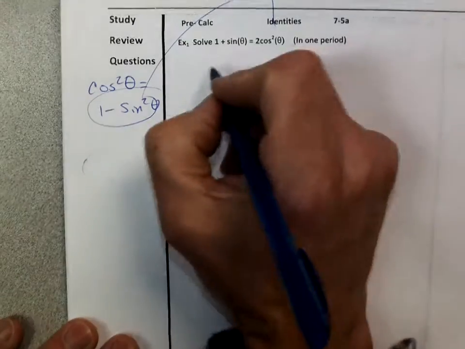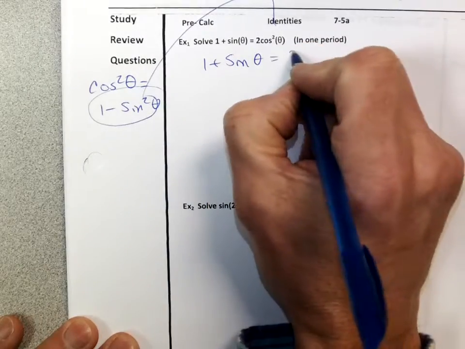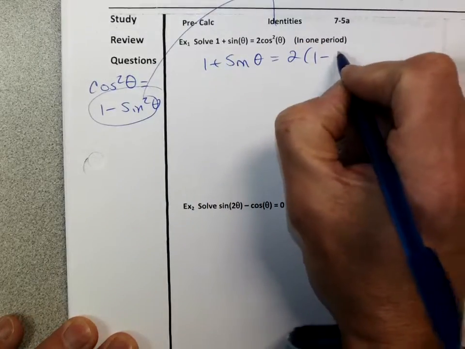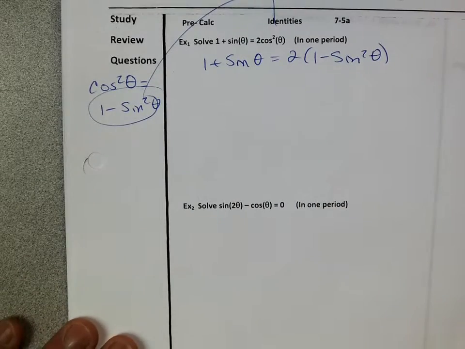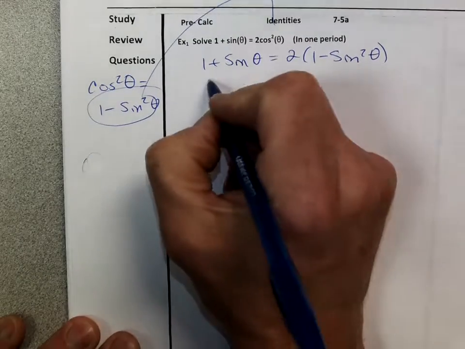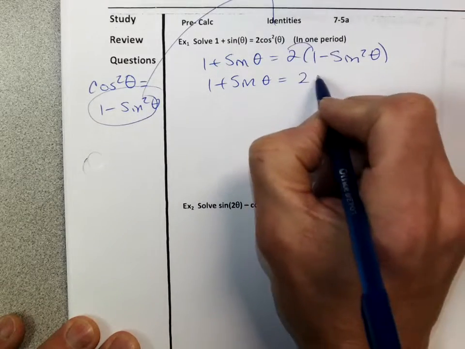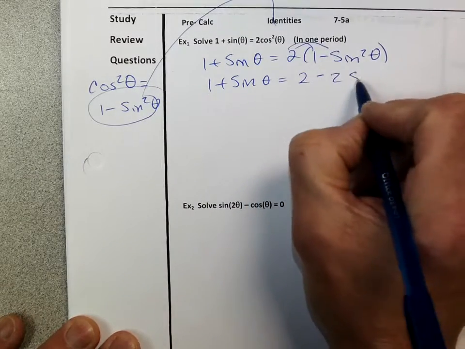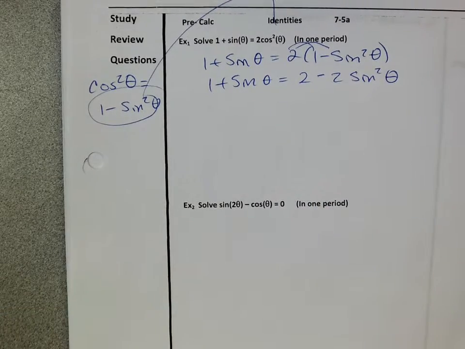So let's rewrite this as 1 plus sine theta equals 2 times 1 minus sine squared theta, okay? I'm going to do a little bit of algebra, but that's no problem, okay? I'll go 1 plus sine theta equals, distribute, right? I'll get 2 minus 2 sine squared theta, okay? So I distribute it through.